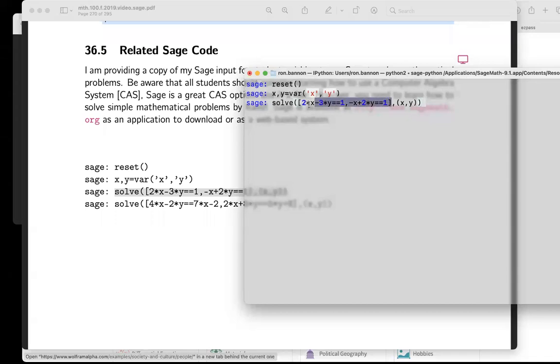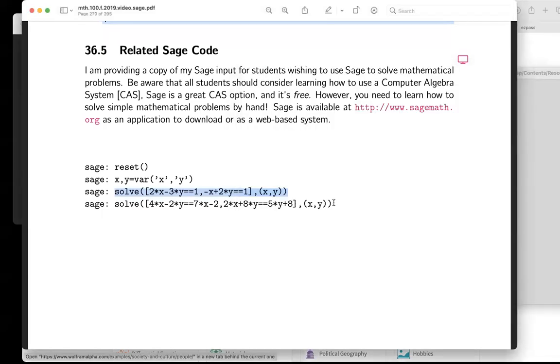I want to point out what it gives over here. This is a listing of two separate equations, where the equation 2x minus 3y equals 1 is one of the equations. The other equation is minus x plus 2y is equal to 1. And they want me to solve for the ordered pair, x, y. I'll hit return, and what does it say? It does it immediately.